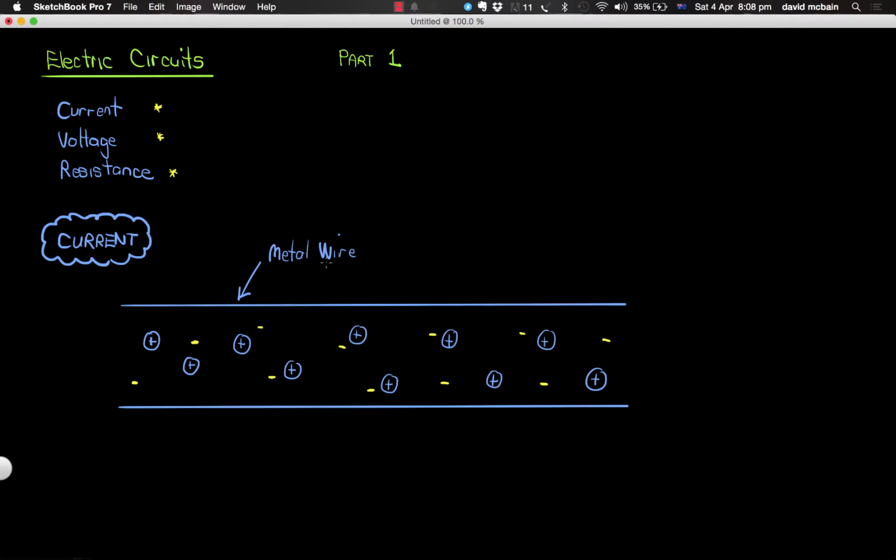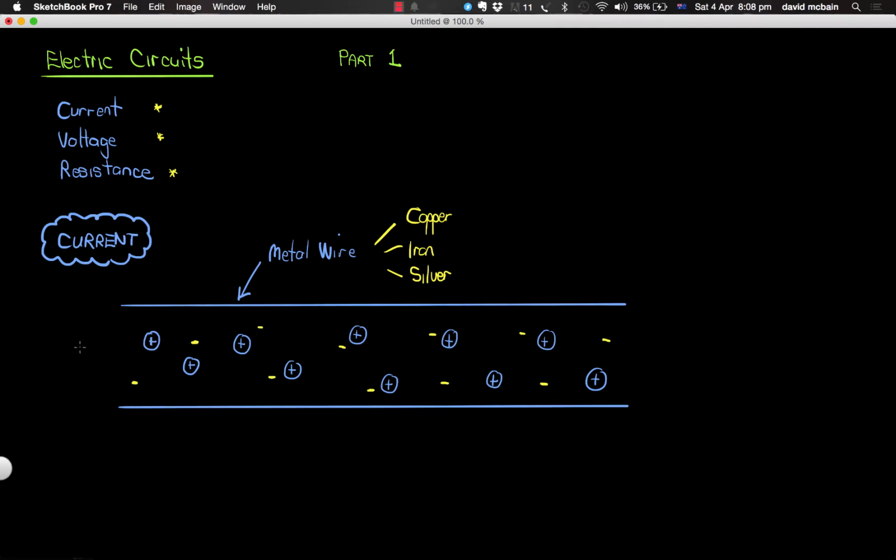Okay, so what I have here is a piece of wire. This wire could be made out of copper, it could have been made out of iron or silver. Most metals will conduct electricity, or allow electricity to flow through it. Now what that really means is that the electrons inside that metal are sort of free to move. They float around in the metal.